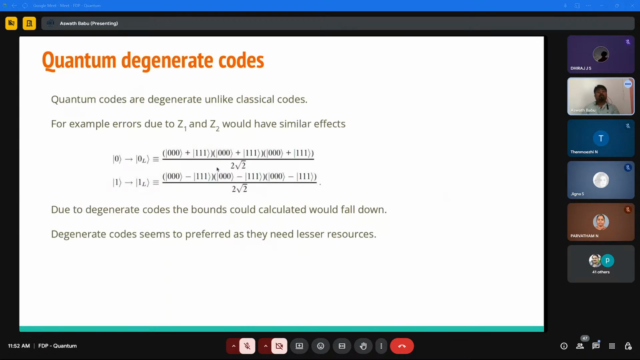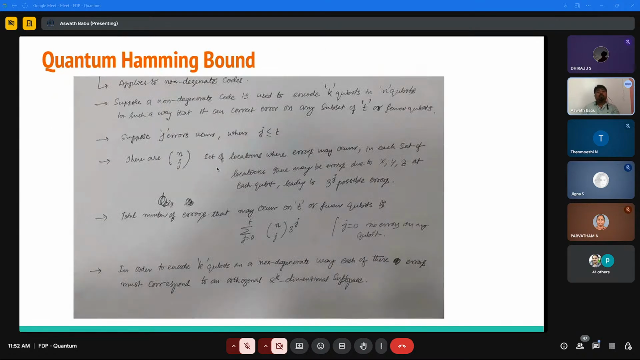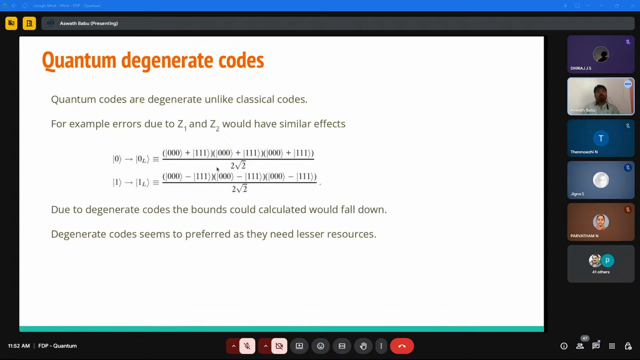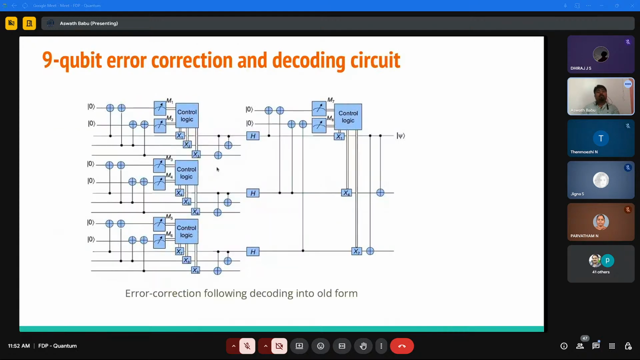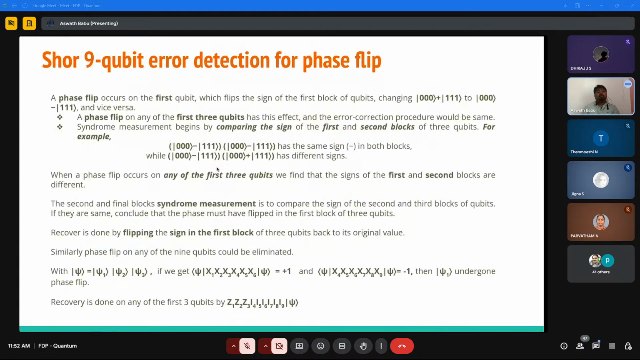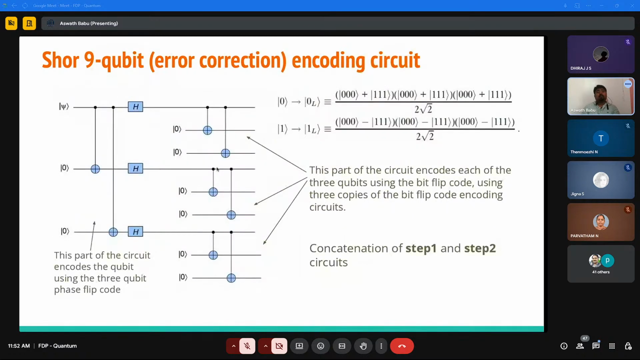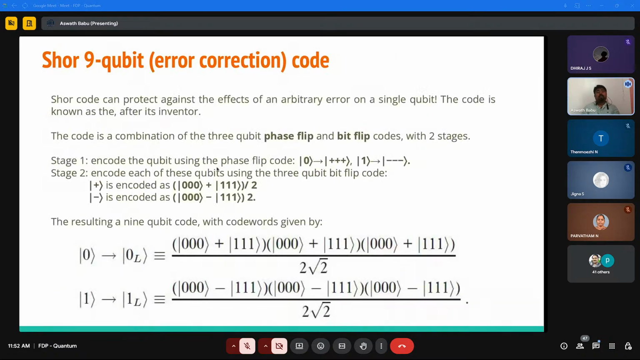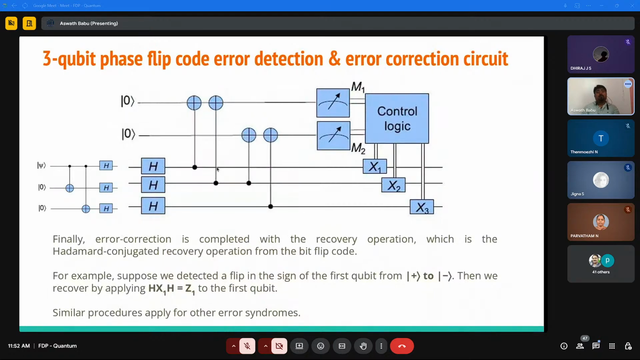I think I have the full circuit somewhere. Okay, one minute. This is encoding. Somewhere here I have it. Yeah, I think this is the circuit. So this is a phase flip error correction code. After this, you will do the recovery by reversing the same thing on the right side.